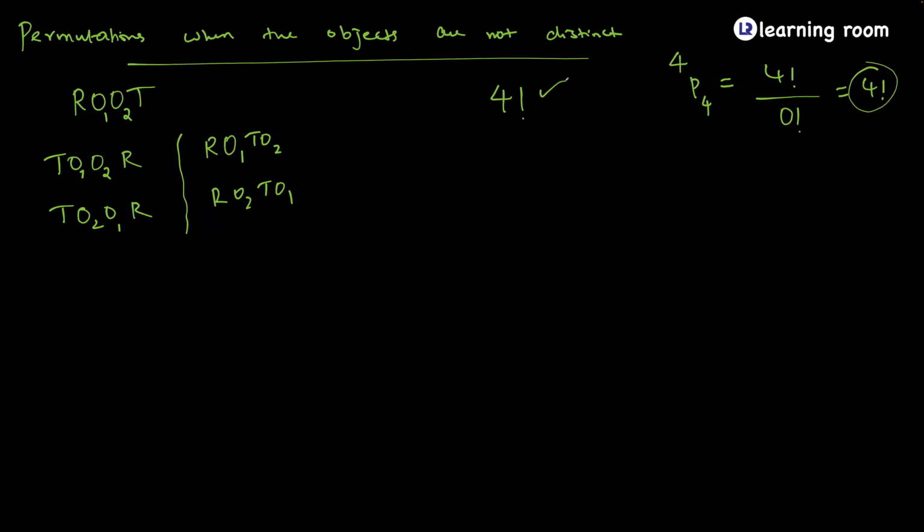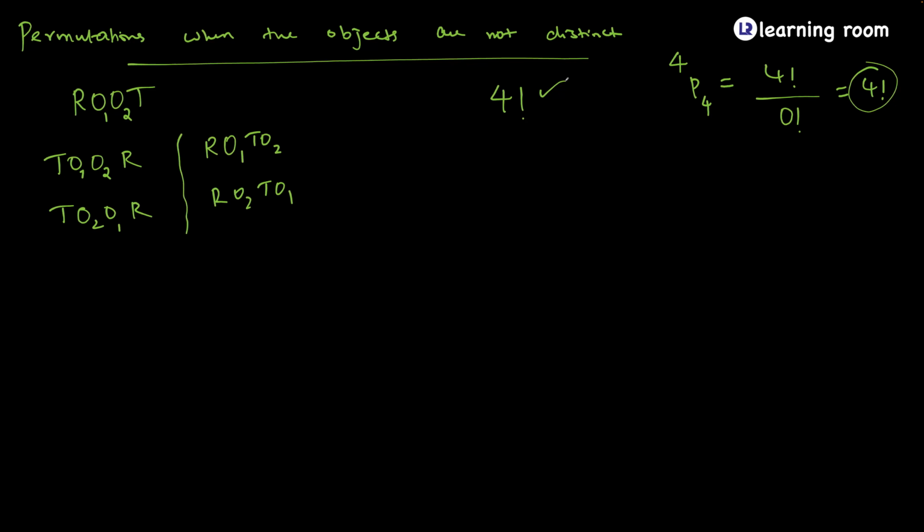Now, this is where we need to be careful. So when I write 4 factorial, the meaning of it is I'm trying to say that 24 words can be formed using these 4 letters. But among those 24 words that you form, how many are actually getting repeated?